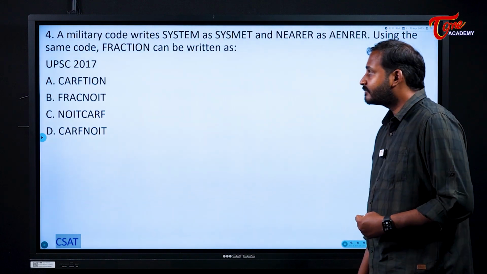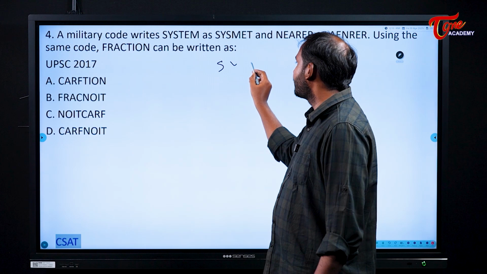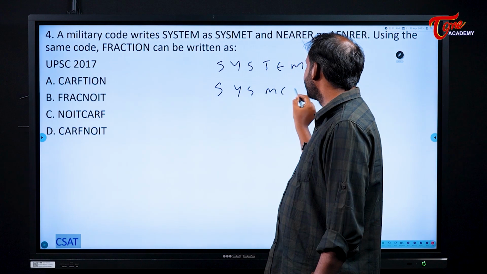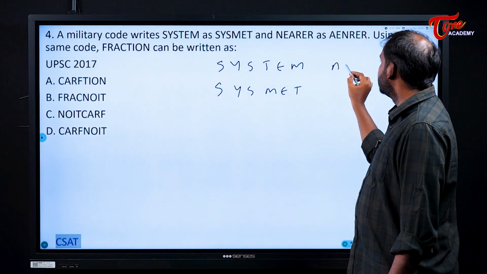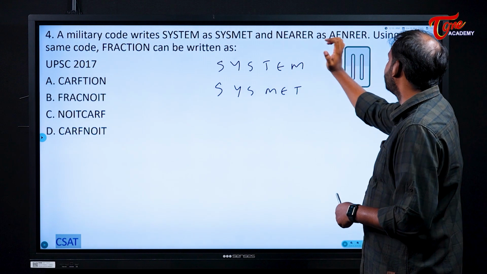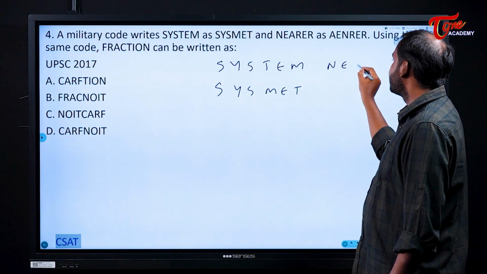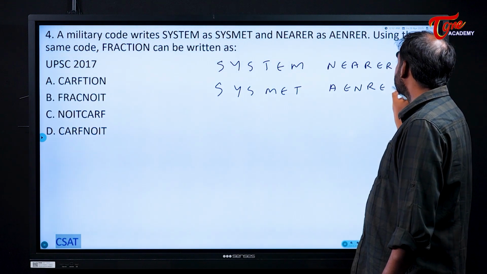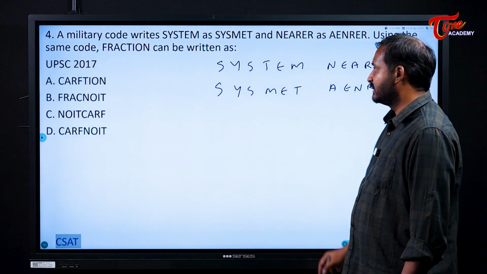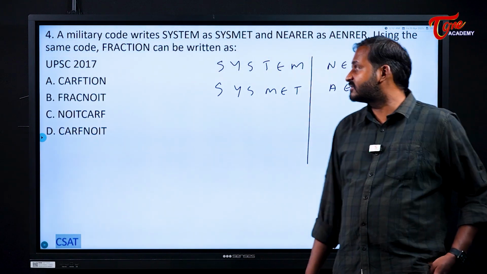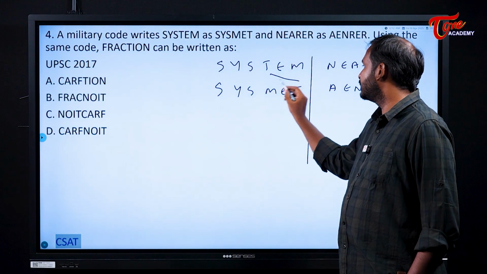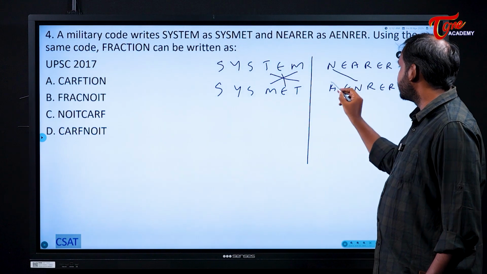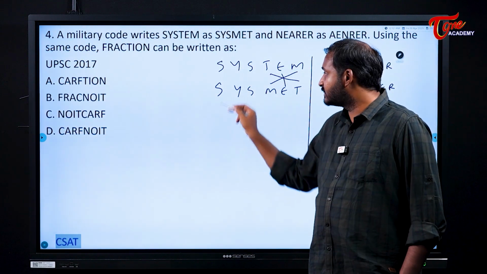Okay, next one. In a military code system, system is coded as SYSMET. Nearer is coded as AENRER. Using the same code, fraction can be coded as action. Now please see here, students. Actually speaking, it is very clear for us. In this case, they have done something like this. Here also the same thing. It is very clear that they have done something like this. But we will have a doubt whether they have shifted this one also.